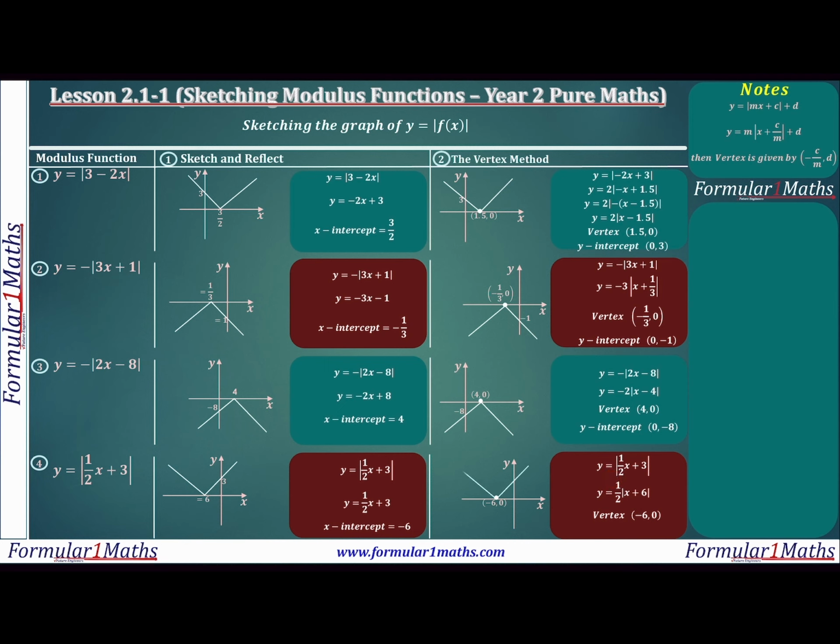So we have that. And finally, we need to find the y-intercept. So when x is 0, I'm left with 3 inside the modulo sign. The modulus of 3 is 3. So my y-intercept is 0, 3. And then finally, indicate it on the curve to get this. So this is how you sketch modulus functions.